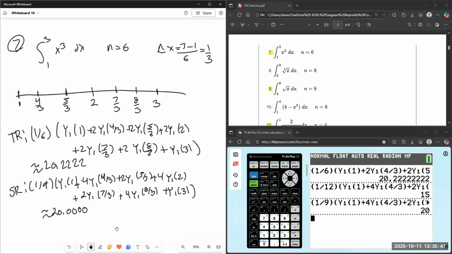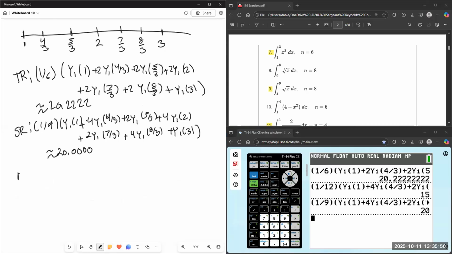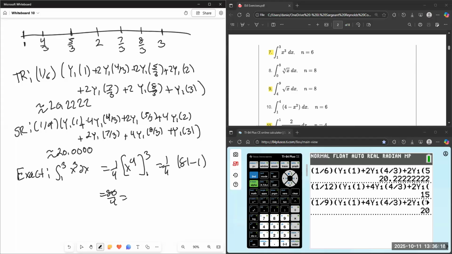And then the exact value of the integral from 1 to 3 of x to the third dx is 1/4 x to the fourth from 1 to 3, so 1/4 of 81 minus 1 is exactly 80 over 4 is 20, which we'll call 20.0000 for this assignment because we're supposed to go to 4 decimal places on everything.